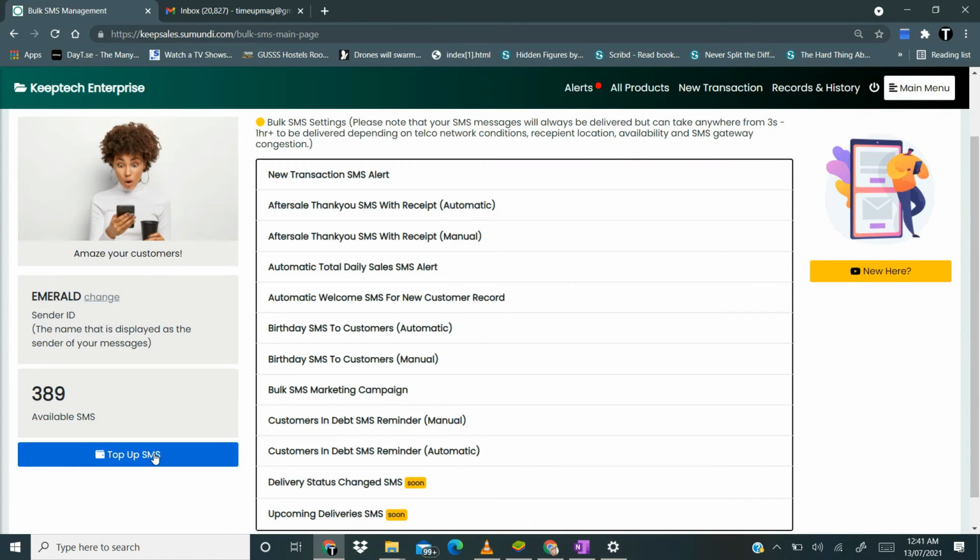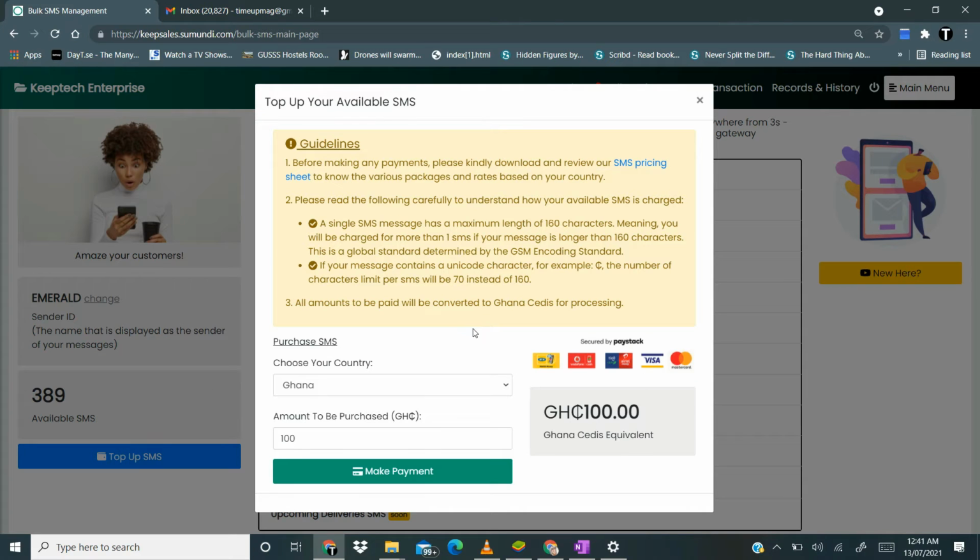Okay, so the next set of guidelines has to do with when you are topping up your available SMS. Let's go through it. The first is that before making any payments, you have to download and review the SMS pricing sheet to know the various packages and rates based on your country. This is very crucial. If you want to know how much SMS you are going to get based on the amounts that you pay, you can review the SMS pricing sheet. You just click on it, it's downloaded, and then you are able to have a look at it.